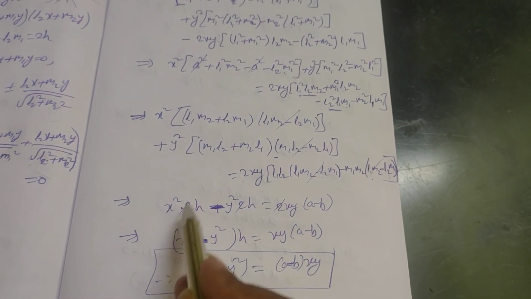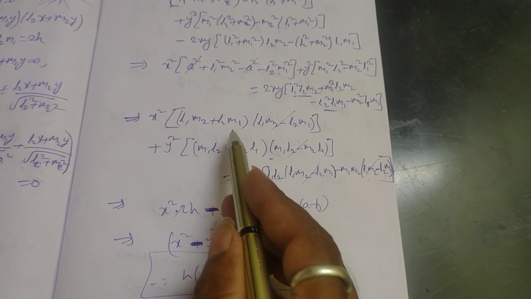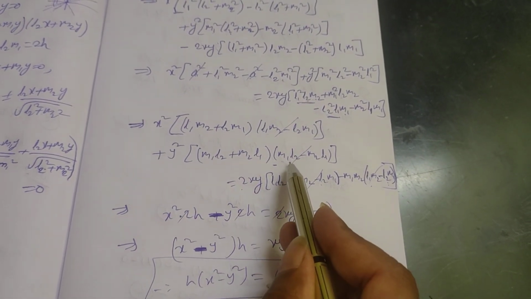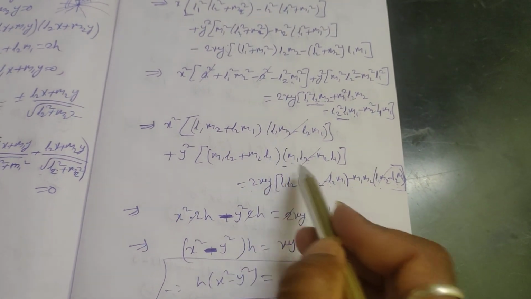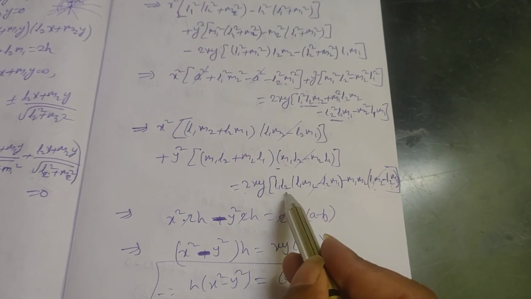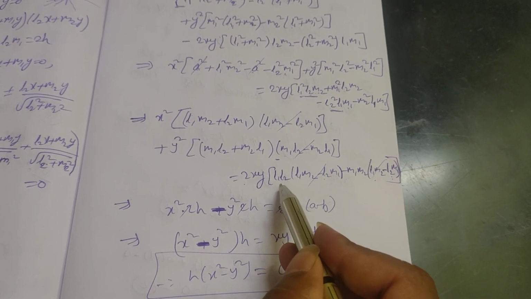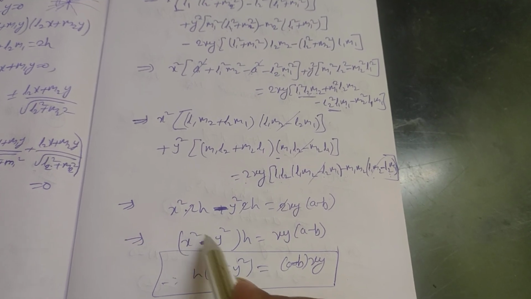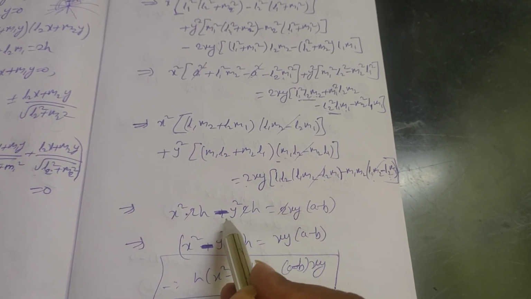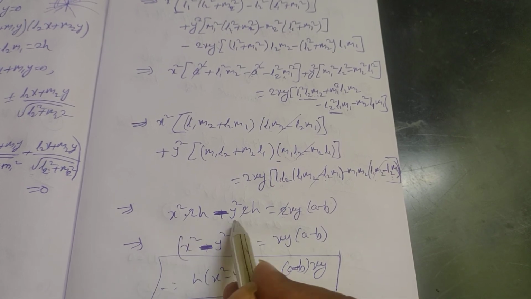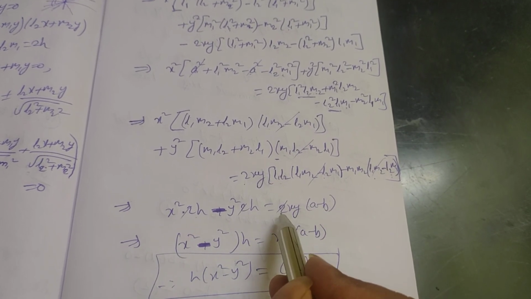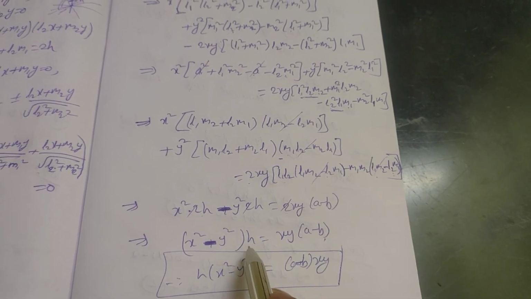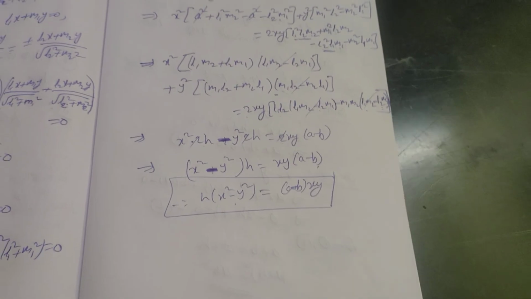So here x square into L1 M2 plus L2 M1 is nothing but 2h. This L1 M2 plus L2 M1 is also 2h. Here the minus is there because we have taken minus common to equate the same. So here 2xy into L1 L2 minus M1 M2. L1 L2 is A, M1 M2 is B. So totally we have x square minus y square of h, this 2 cancels, because if you take 2 common from these two terms, after taking 2 common, this 2 cancels. So x square minus y square of h is equal to xy into A minus B. In other words, we can write h into x square minus y square is equal to A minus B into xy.